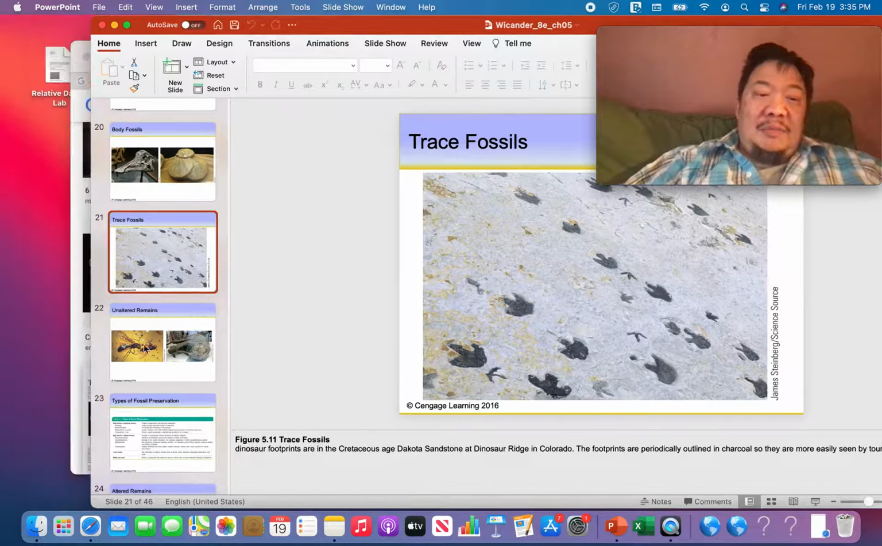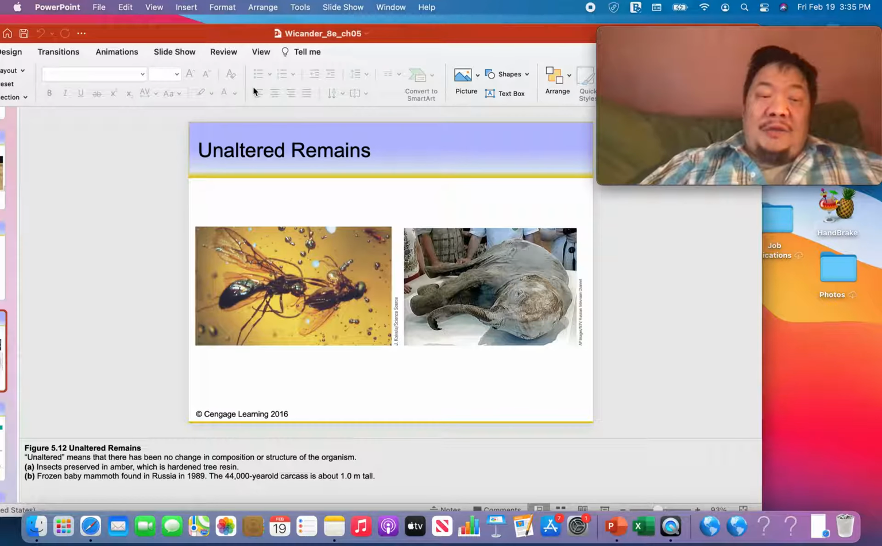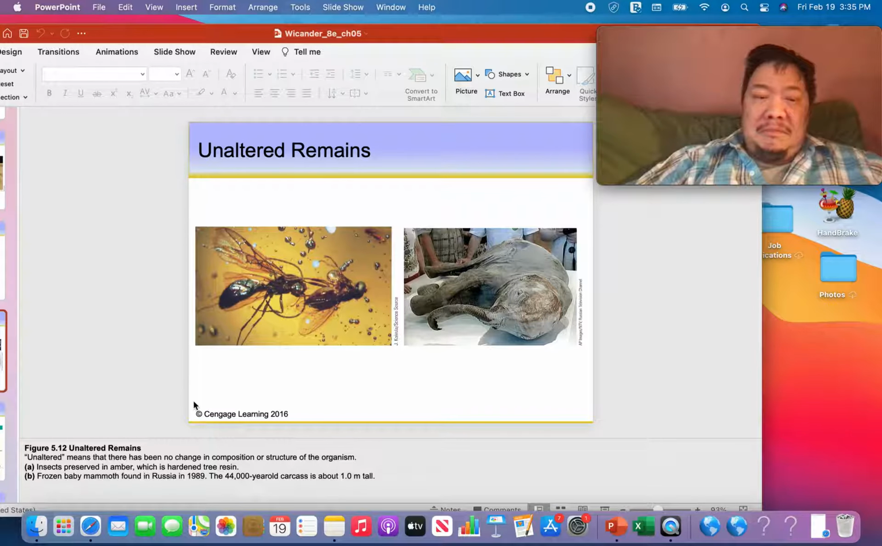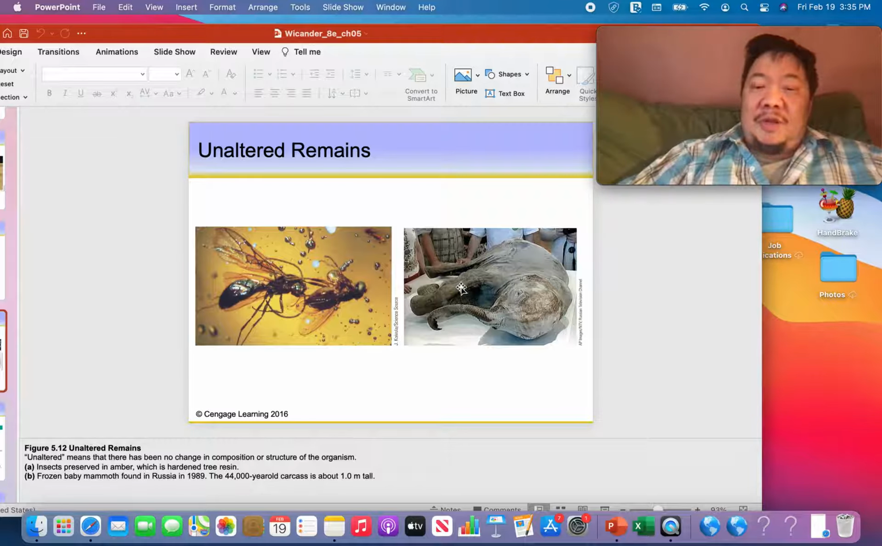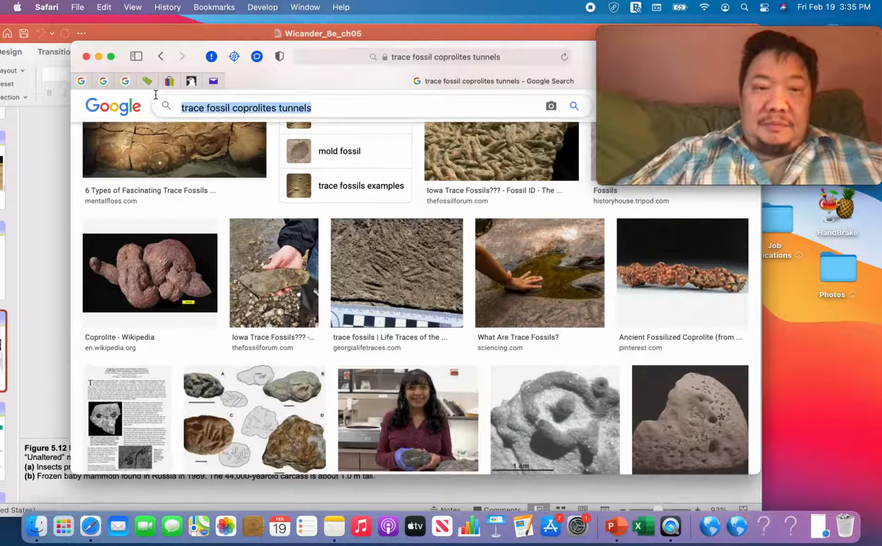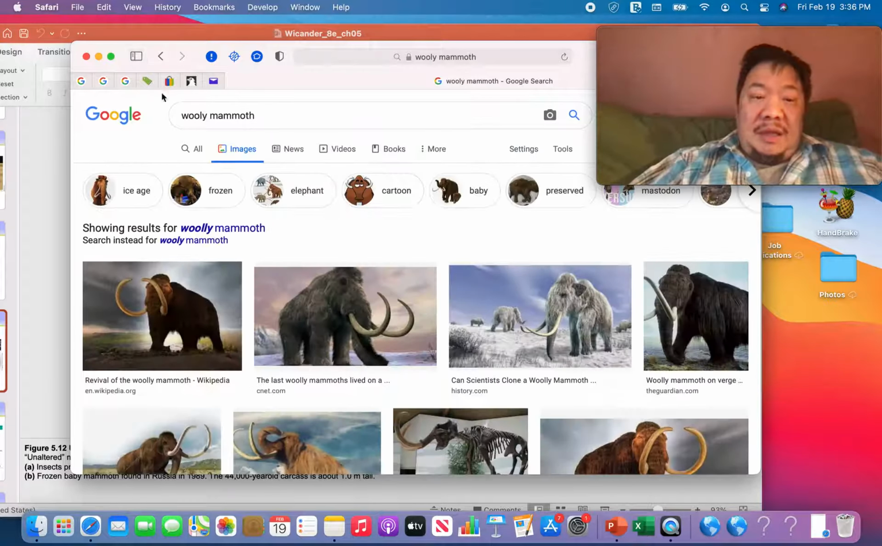I mentioned before that sometimes soft body tissue can be preserved. It's quite rare, but when we do find soft body tissue preserved, we get really excited as geologists because we can sometimes extract the DNA. One common way in which soft body tissue can be preserved is through extreme cold, such as this baby mammoth here that died 44,000 years ago. What is a mammoth? A mammoth is related to the modern day elephant, and they look like this.